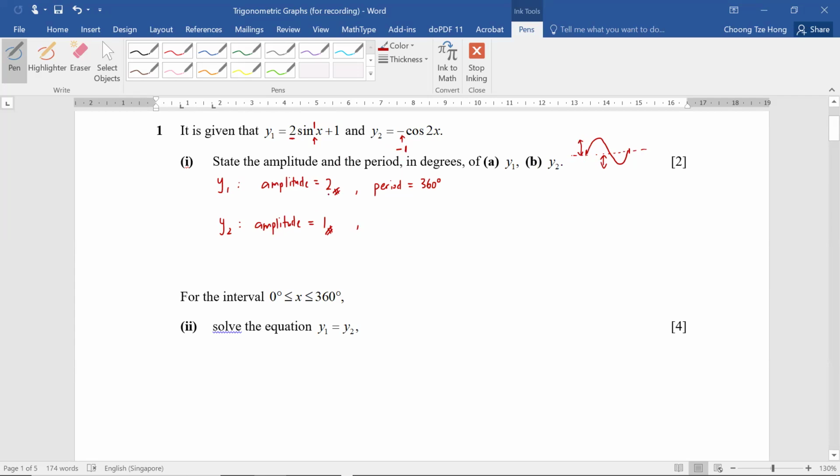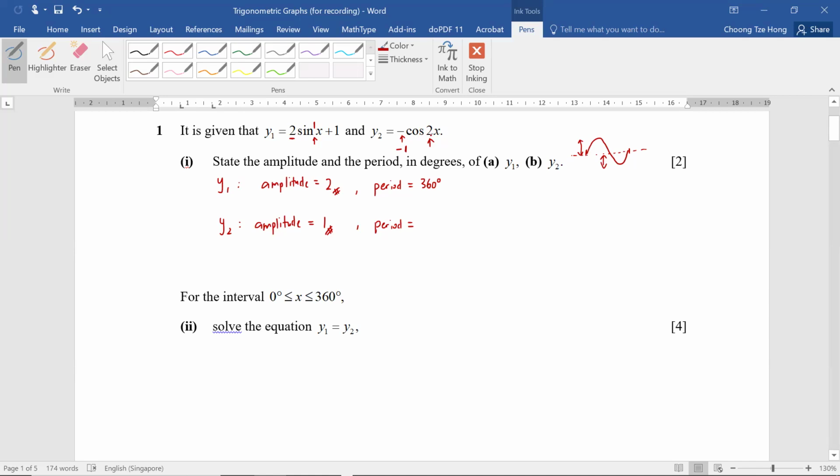Later on when we sketch out the graph, it's going to be quite clear what I actually mean by this. Then let's take the period for y2. Now the number in front of this x is 2. Remember, for period, we observe this number. So what does it mean by 2?